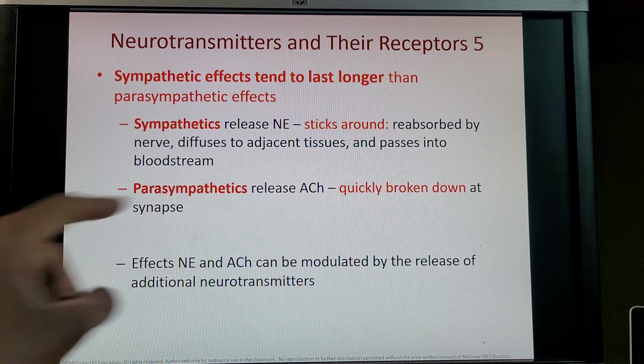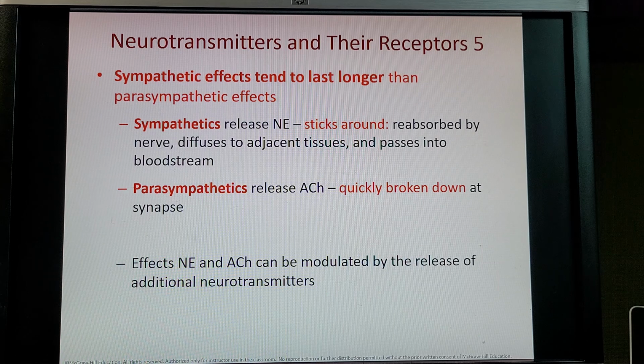However, with your parasympathetic division, our rest and digest division, the acetylcholine, remembering from even our muscle chapter, we're talking about acetylcholinesterase, the enzyme that breaks down acetylcholine. Acetylcholine is not going to stay around a long time, so it's going to have a shorter term effect.